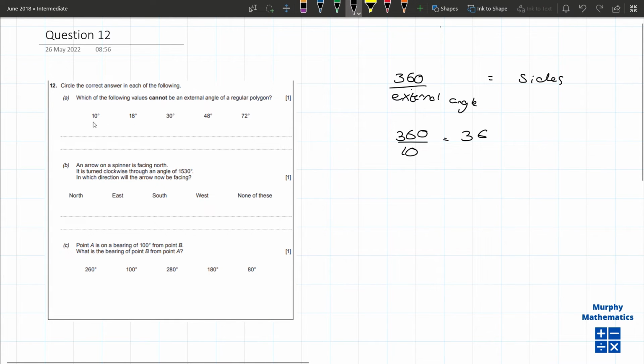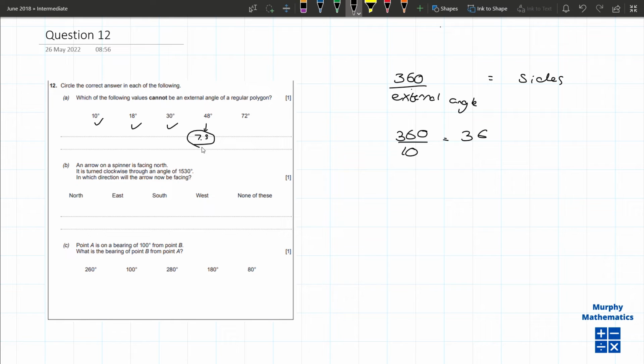So we know that that is possible. So 360 divided by 18, that's possible. 360 divided by 30, that's possible because we get 12. 360 divided by 48, we get 7.5 for this one. We get 7.5. So we know that's not possible.